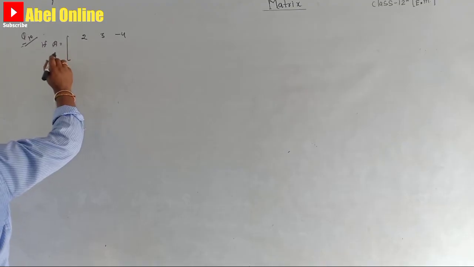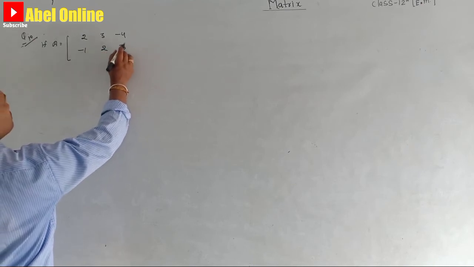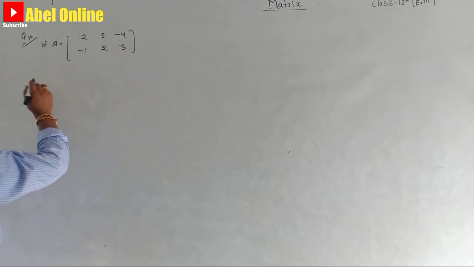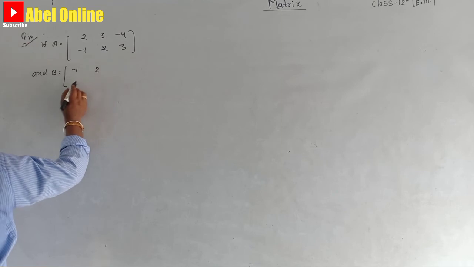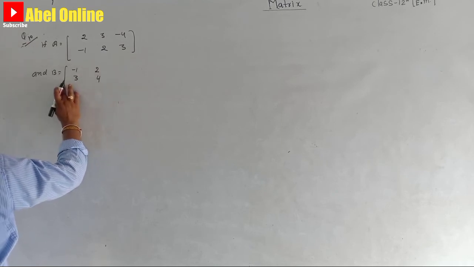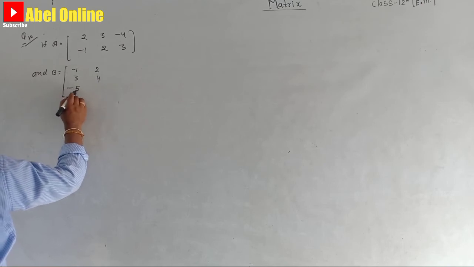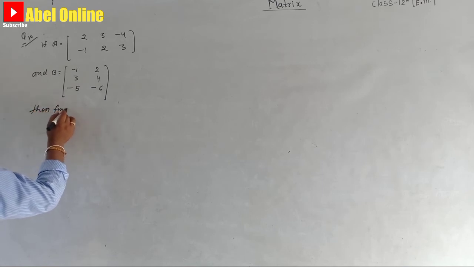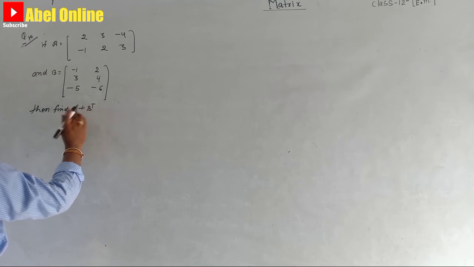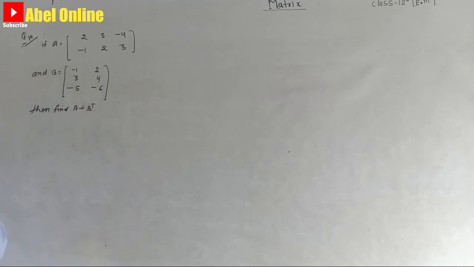Now, A equals 2 3 -4, -1 2 3, and B equals -1 2, 3 4, -5 -6. Then find A plus B transpose.